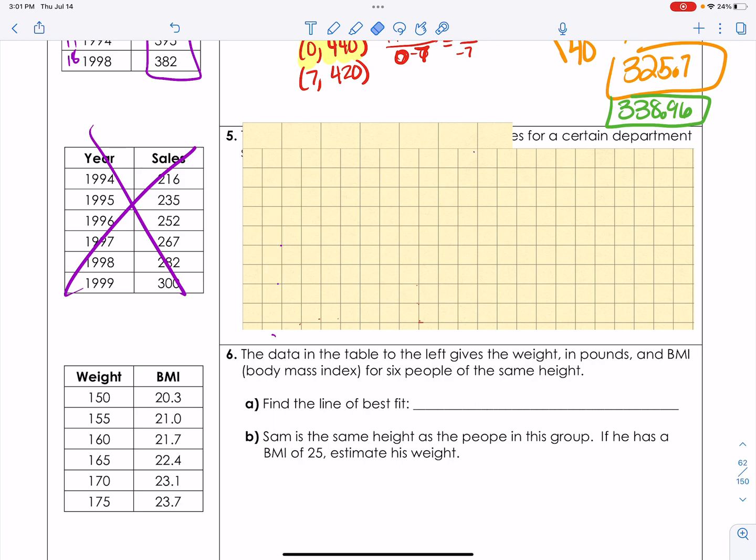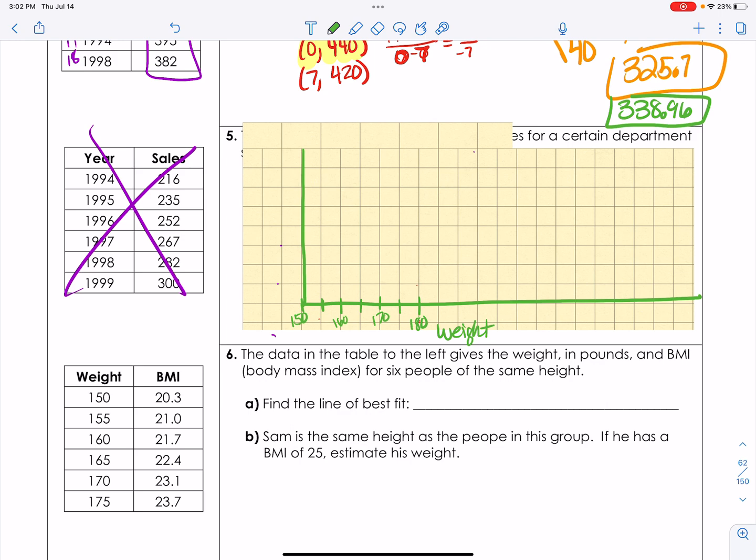Okay, so the data in the table at the left gives the weight in pounds and the BMI, body mass index, for 6 people of the same height. If I look at this, my X is 150, 155. So this is my weight, right? I'm going to go ahead and start. This beginning is going to be 150, and then 155, 160, 165, 170, 175, 180, okay?